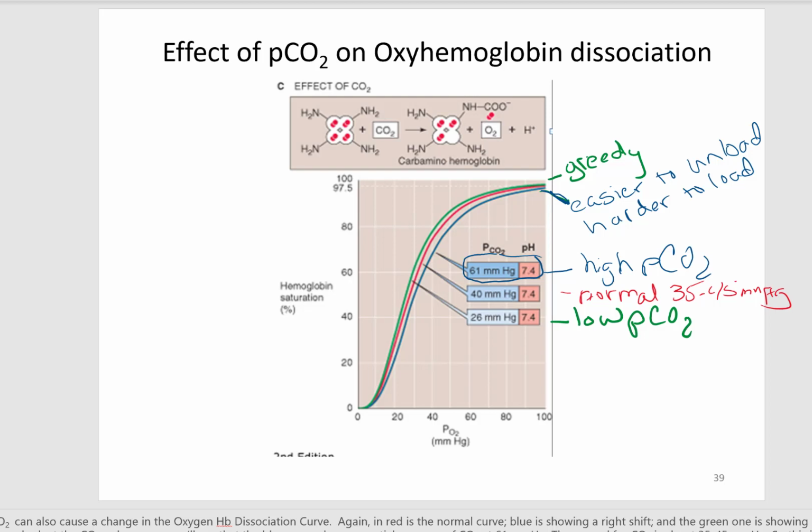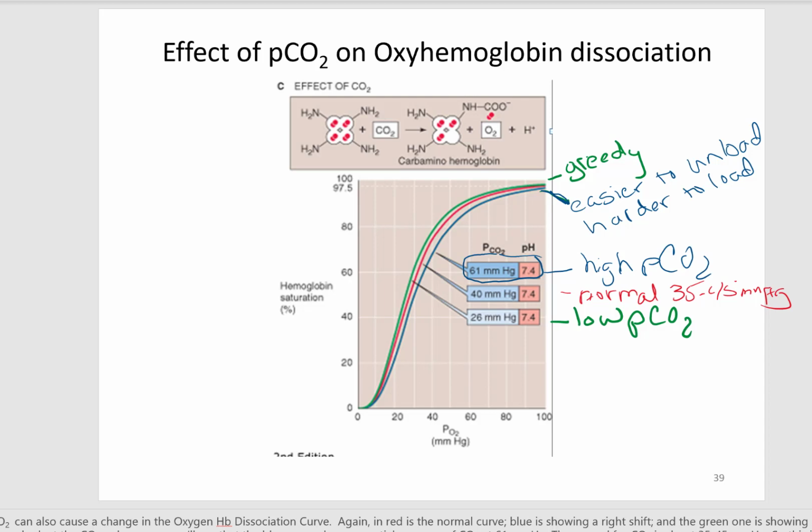Carbon dioxide can also cause a change in the oxygen hemoglobin dissociation curve. Again, in red is the normal curve. Blue is showing a right shift, and the green is showing a left shift. If you look at the CO2 values, you'll see that the blue curve shows a partial pressure of CO2 at 61 millimeters of mercury. The normal partial pressure for CO2 is 35 to 45 millimeters of mercury. So the blue curve is showing you a partial pressure of CO2 that is significantly higher.